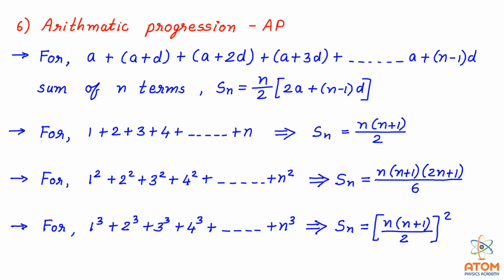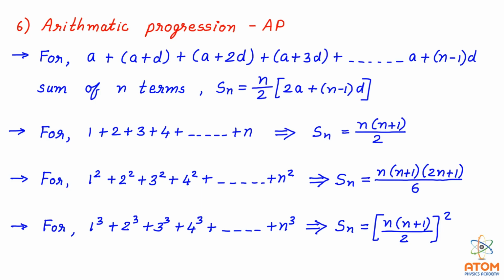The same way, if you are having a sum like 1 plus 2 plus 3 plus 4 up to n, then the sum can be written as Sn is equal to n into n plus 1 divided by 2. If you are having a sum like 1 square plus 2 square plus 3 square plus 4 square up to n square, then this sum can be shortly written as Sn is equal to n into n plus 1 into 2n plus 1 divided by 6.